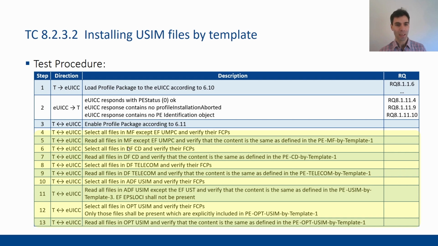It's basically that we select the files in the MF and verify the FCP. Also, we read the files in the MF and verify that the content is the same as defined in the PE MF by template 1, which was part of the profile package we sent to the eUICC. And we do the same for the CD, for the Telecom, for the ADF USIM, for the OpUSIM.